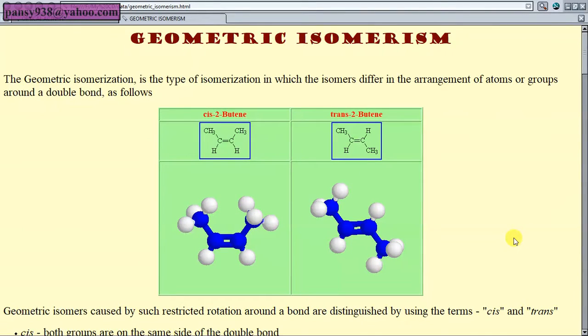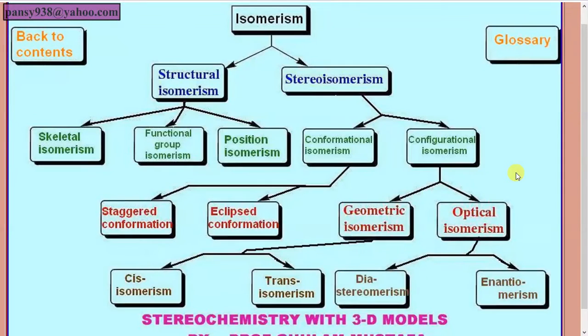Bismillahirrahmanirrahim. So today we are going to discuss geometric isomerism. Just to remind our previous lectures, geometric isomerism is actually a subtype of configurational isomerism, and configurational isomerism is a subtype of stereoisomerism.